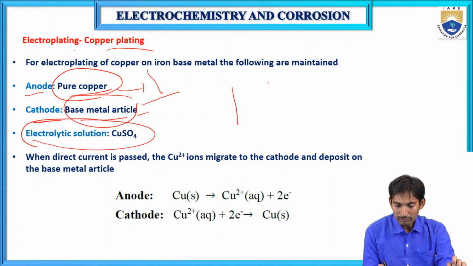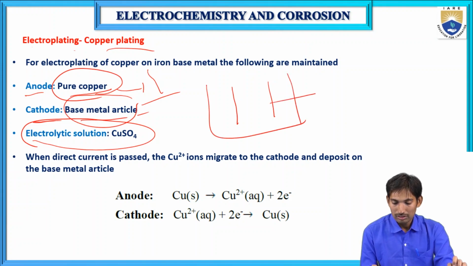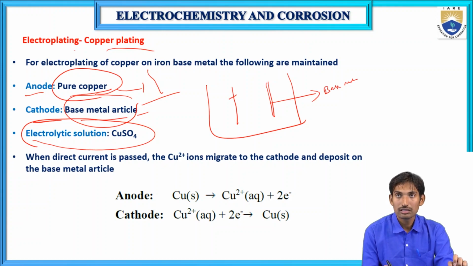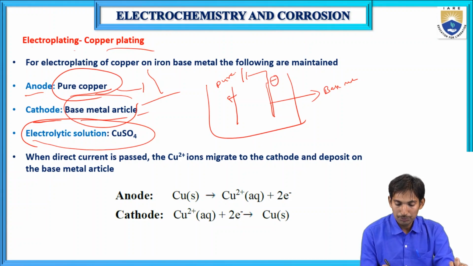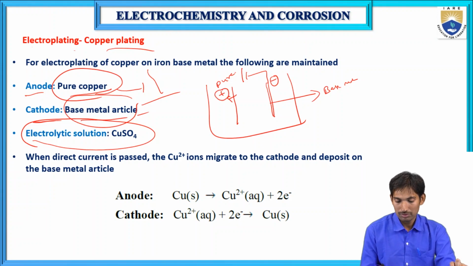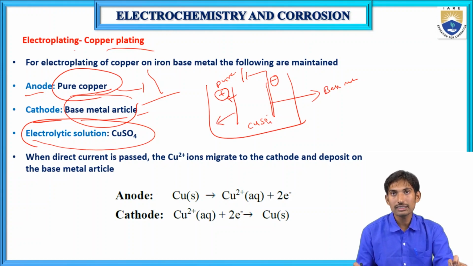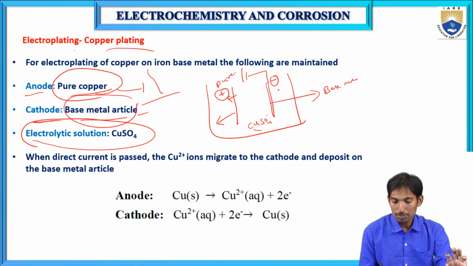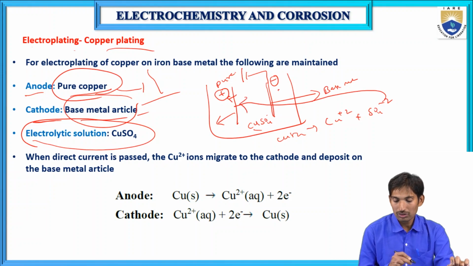So see, these are two electrodes. This is our base metal. This is pure copper. The base metal is connected to the negative terminal of the battery, and the pure copper is connected to the positive terminal of the battery. The electrolyte solution is copper sulfate. So the pure copper acts as anode, and the base metal acts as cathode. This copper sulfate decomposes into Cu2+ and SO4 2-. These negatively charged ions migrate towards the positive electrode, and these positively charged ions migrate towards the negative electrode.